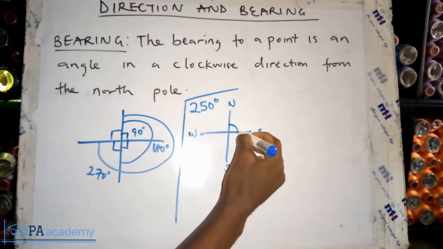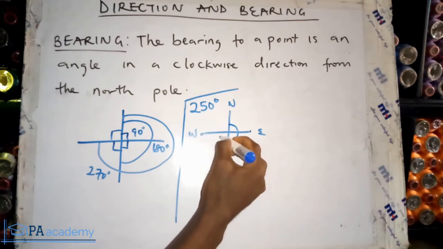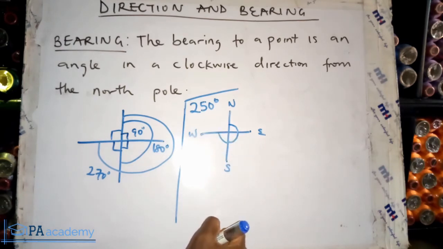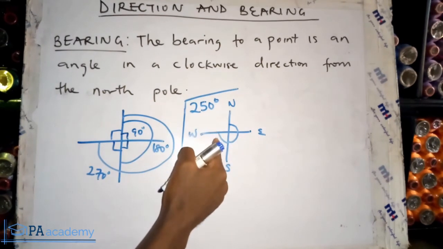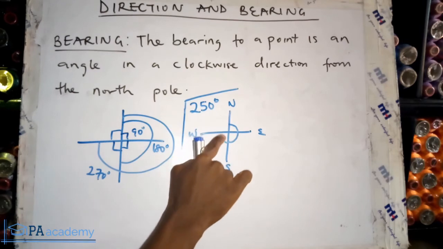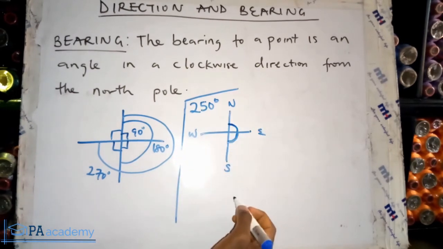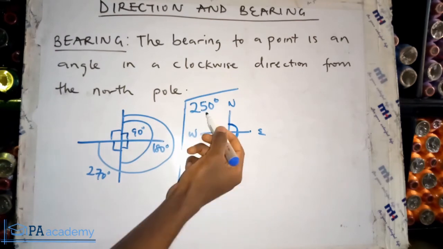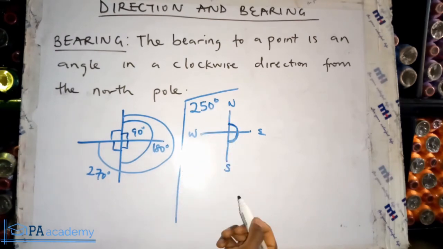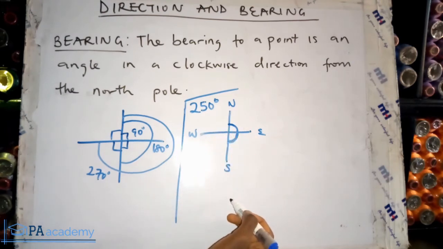So from here to here is 90. From here to here is 180. Now from here to this point is 270. That is more than what we are asked to look for, so it's not up to this part. Since from here to here is 180, what's the remaining angle for us to get to 250? From 180 to 250, we need another 70 degrees.